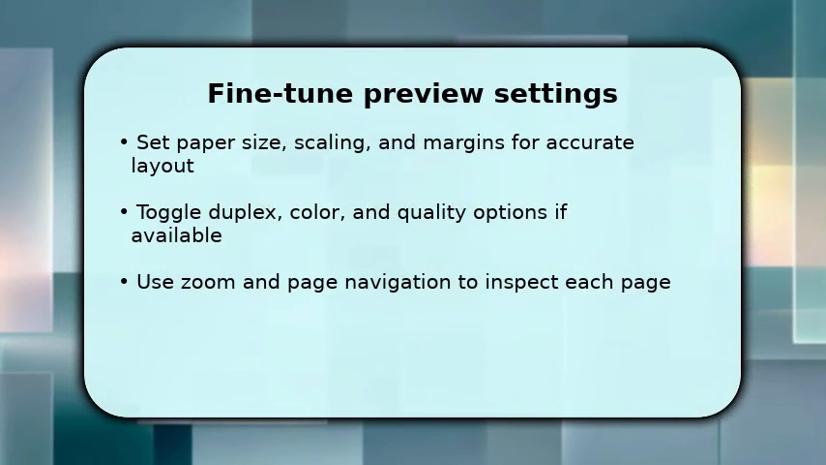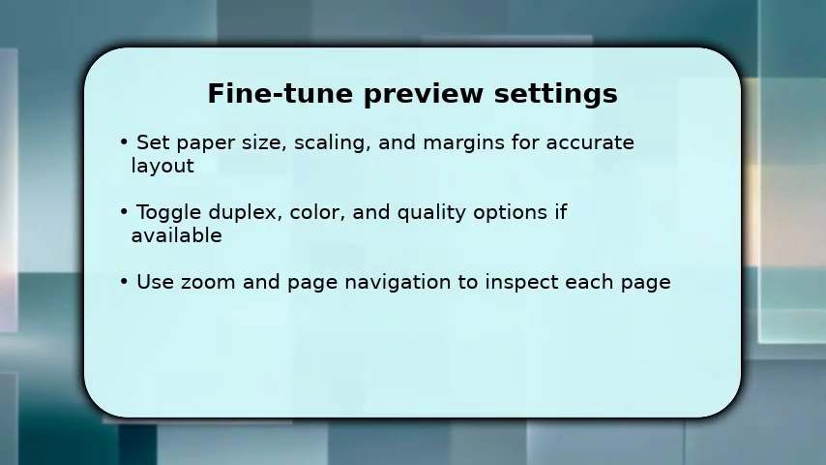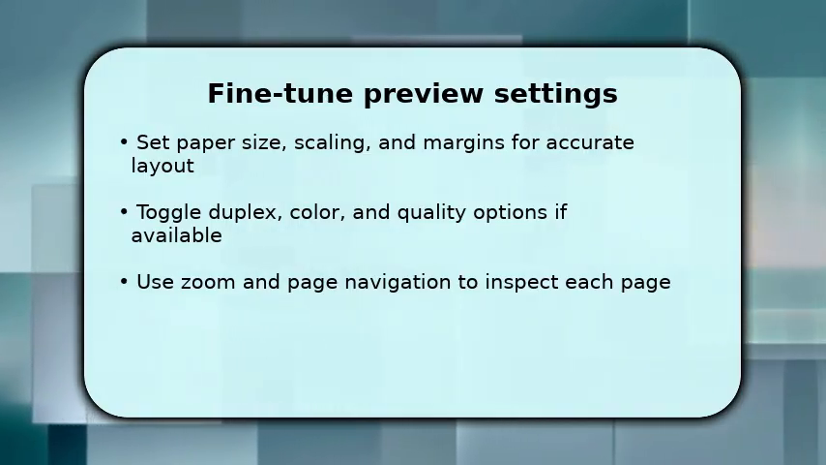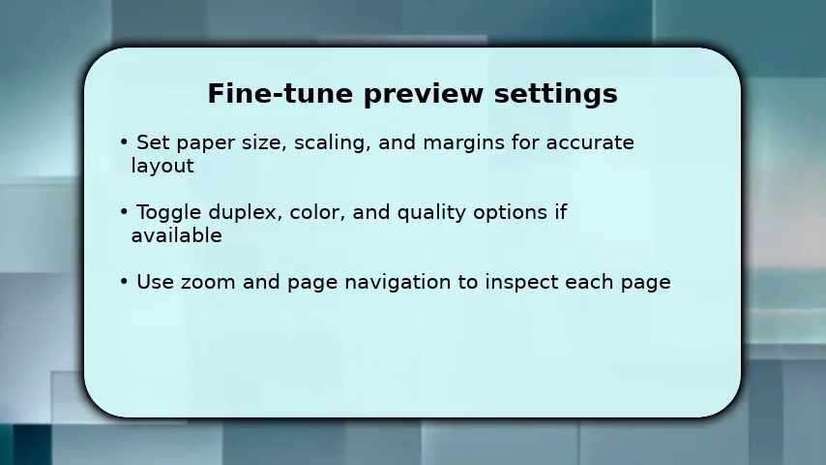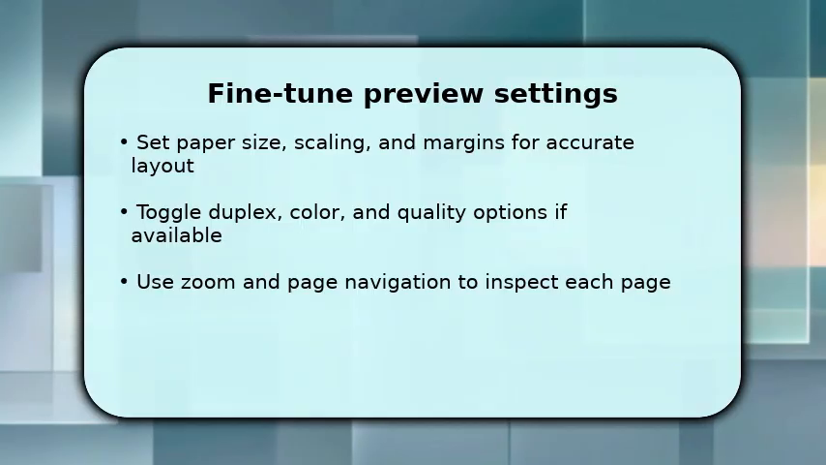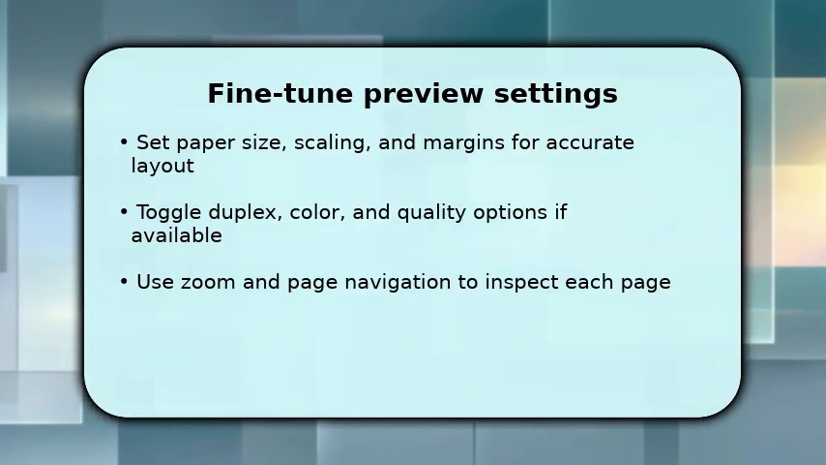Now you refine how each page will look. Change paper size, scaling, and margins in the dialog so content isn't cut off. This explains why text shifts between portrait and landscape. Then check duplex, color mode, and print quality so the preview matches final output.